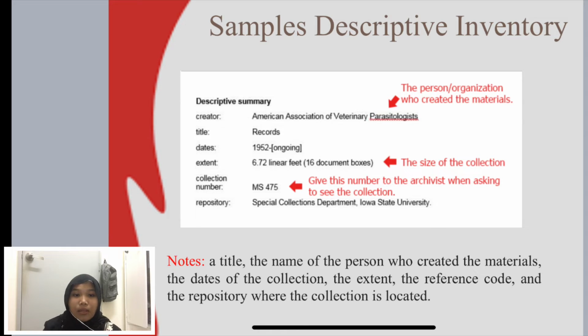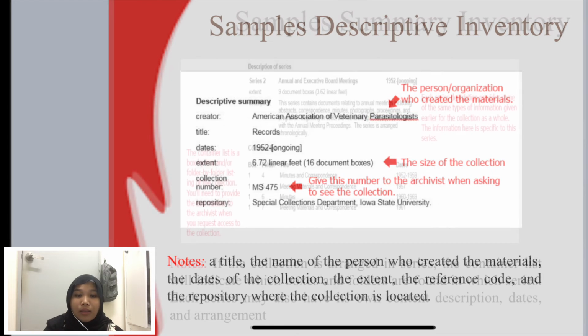The next one is the example of a descriptive inventory. It includes a title, the name of the person who created the materials, the dates of the collection, the extent, the reference code, and the repository where the collection is located. It is similar to cataloging when we search for materials in the library via OPAC.